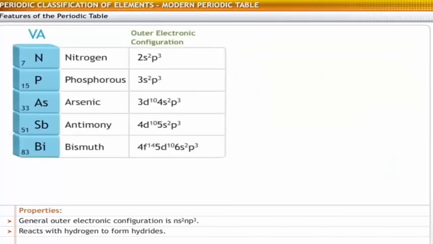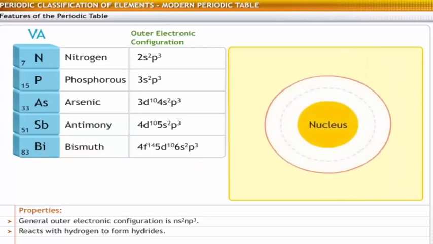Next is group 5. The elements in group 5 of the periodic table are nitrogen, phosphorus, arsenic, antimony, and bismuth. These elements contain 5 valence electrons, and hence their general outer electronic configuration is ns2np3.